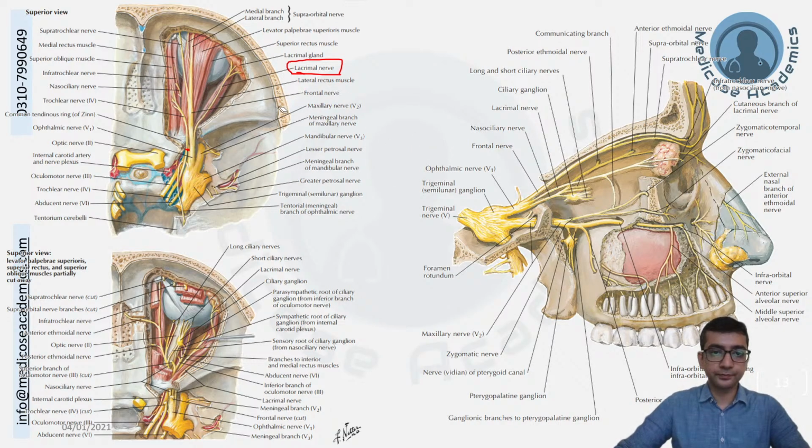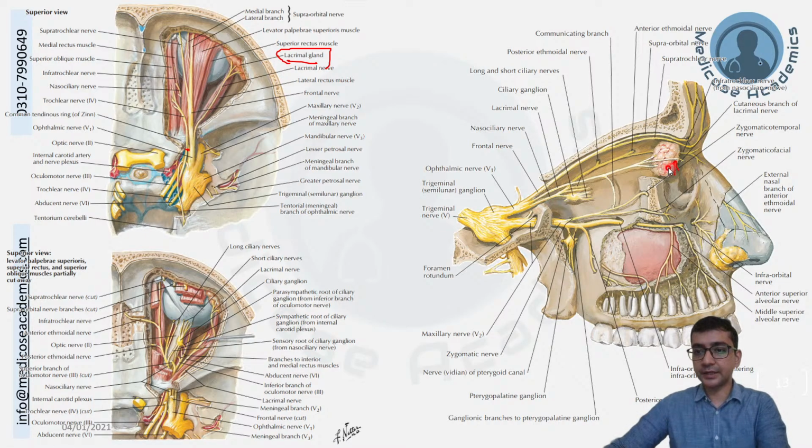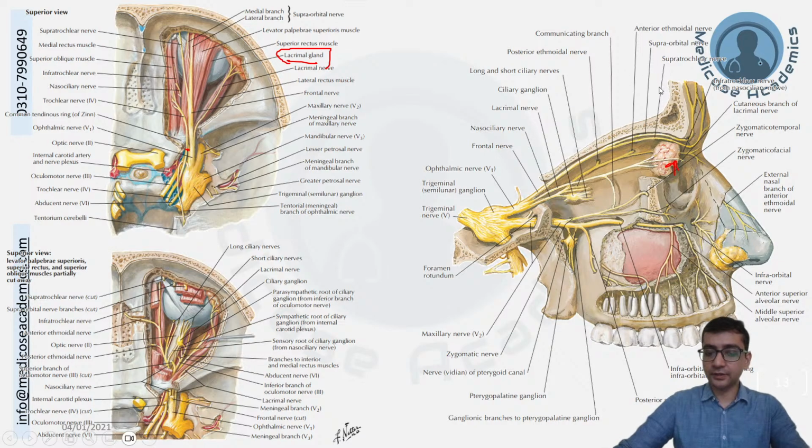The lacrimal nerve moves laterally. It moves on the upper aspect, superior to the lateral rectus muscle, and runs parallel along with the muscle to supply the lacrimal gland, as shown by the name. It's so simple. It gives the sensory supply to the lacrimal gland. And you can see right here there are fibers that go beyond the lacrimal gland and supply the skin on top of it. So they give the cutaneous supply of the lacrimal nerve.